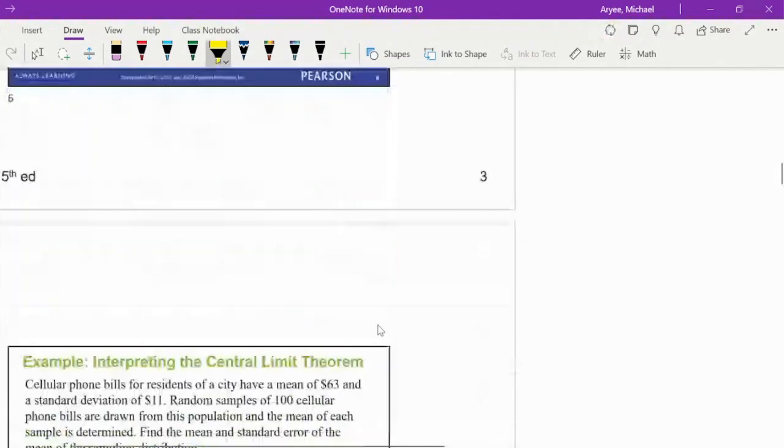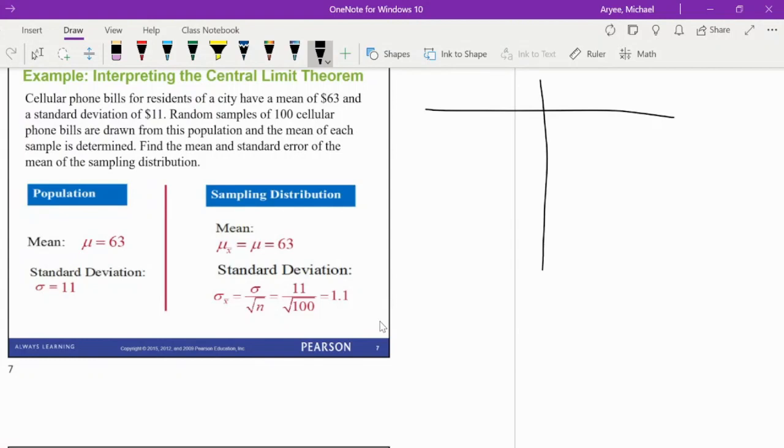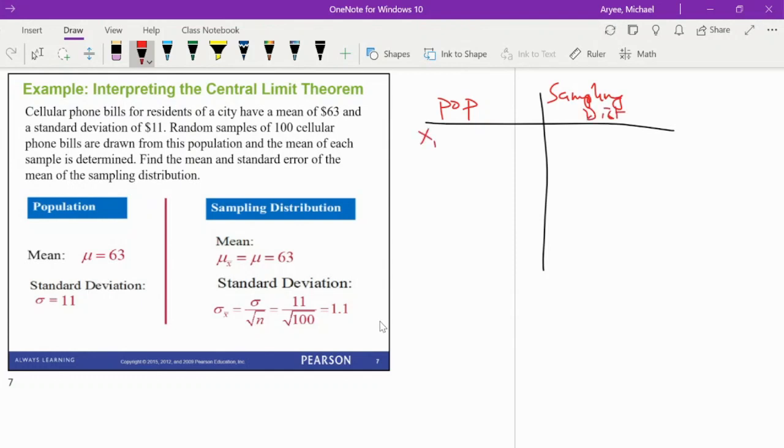Now let's see the next problem. Some of your homework problems will look just like this. When you take the question, create a T-chart. Have the population side and the sampling distribution side. The population side is x1, x2, x3, and so on, and the sampling distribution side is x bar 1, x bar 2, x bar 3, and so on. Every number here is an x bar, and every number in the population side is a regular x, right?